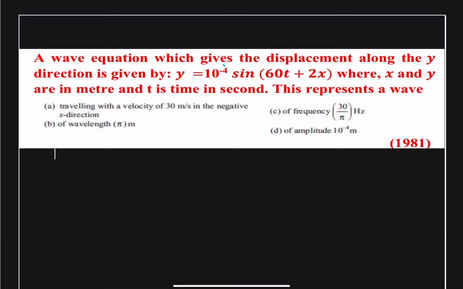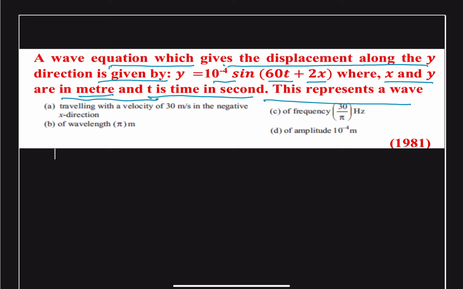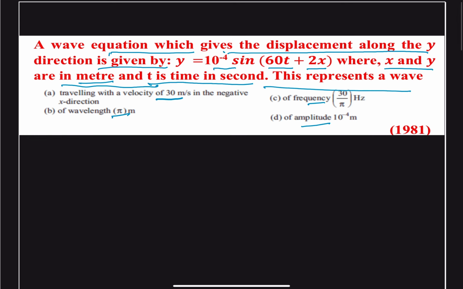Hello friends, today's question: a wave equation which gives the displacement along the y direction is given by y equals 10 to the power minus 4 sine of (60t plus 2x), where x and y are in meters and t is in seconds. This represents a wave, so we have to find the velocity of the wave, the wavelength, frequency and amplitude. This is a multi-correct question, so we are going to take the options one by one. And we are going to start from the given equation.